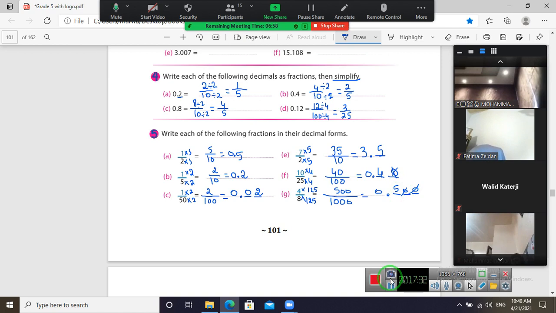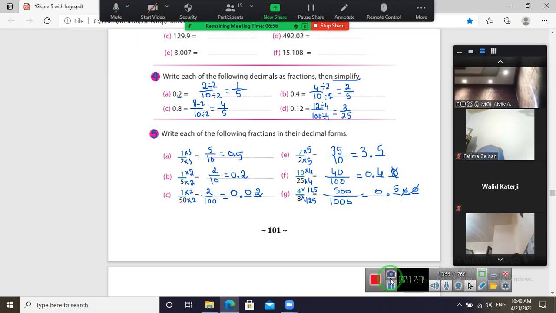So for tomorrow, you should memorize the rules of this session and redo these two numbers.